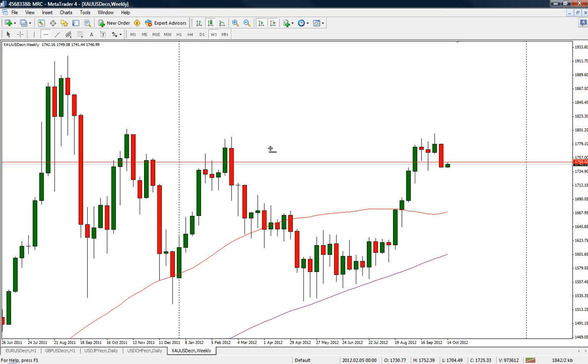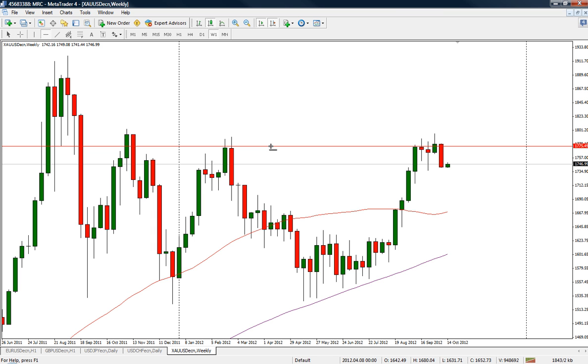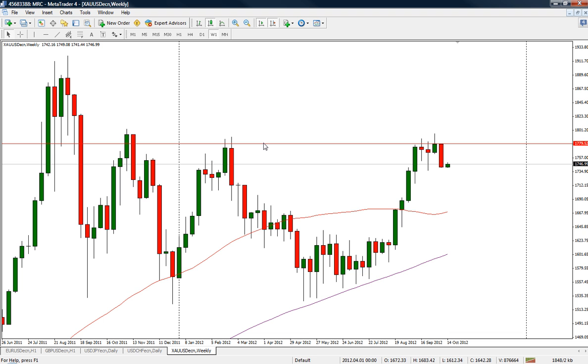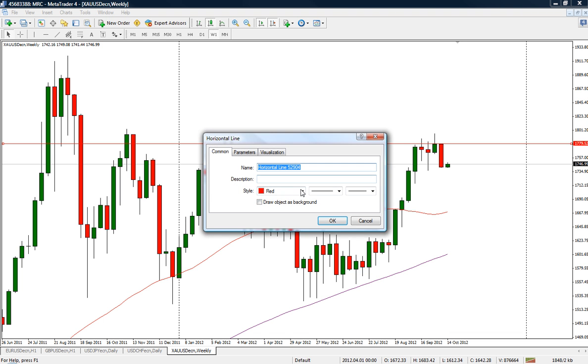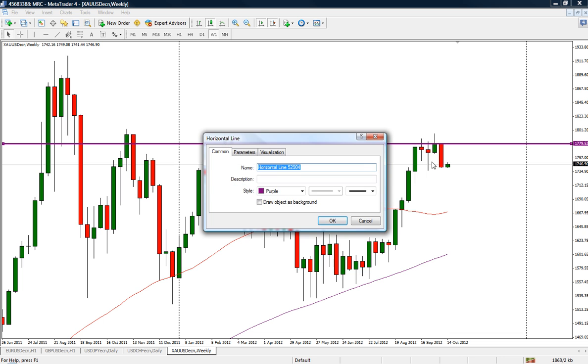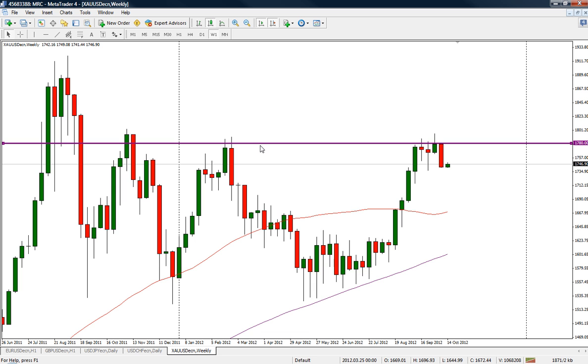And also we said about this key resistance around here, just shy of the 1800 level. Key resistance there. I'll just thicken that line up for you so you can see it a bit clearer. Key resistance there, so pretty much 1780s. 1780s key resistance there, and that's why we've got that sell-off.